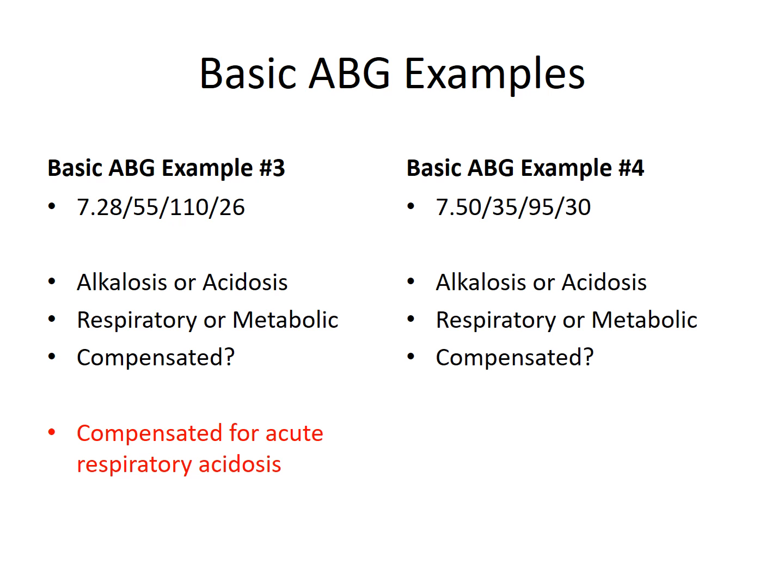Let's try example 4. pH is 7.50, the CO2 is 35, the PO2 is 95, and the bicarb is 30. Again, if you don't remember, then is this an acidosis or an alkalosis? Is this primarily a respiratory or a metabolic abnormality? And then third, and most importantly again, is this abnormality compensated? I'll give you a second.